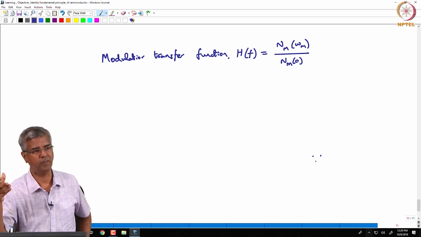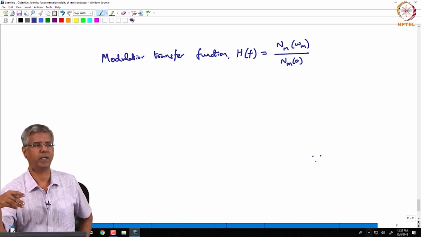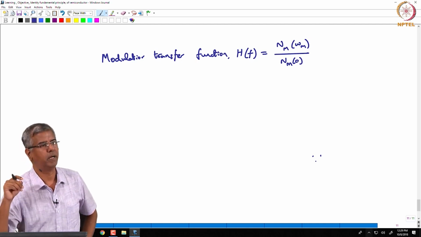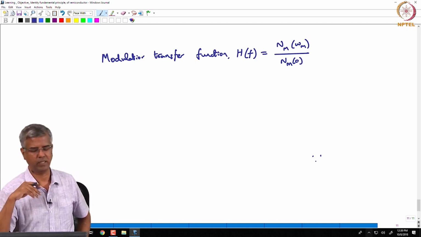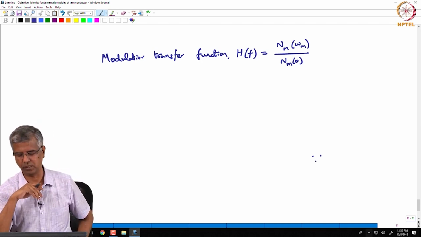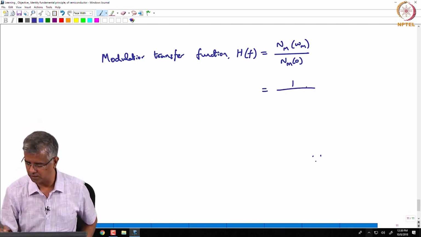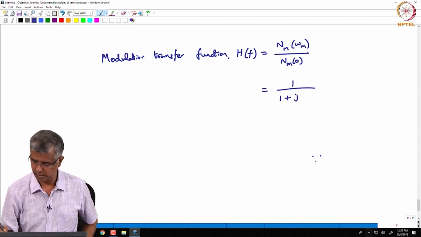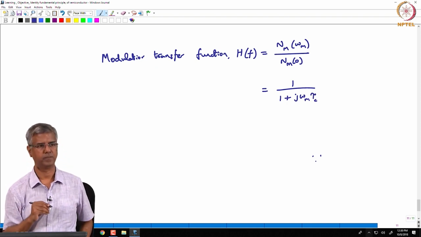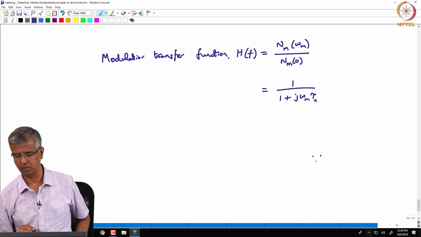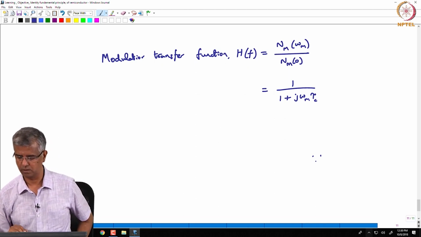So as you go to higher frequencies, you cannot expect the same number density as you have at lower frequencies. But we have an expression for this, and that expression is 1 over 1 plus j omega m tau c, right. That is what we found out in our analysis.